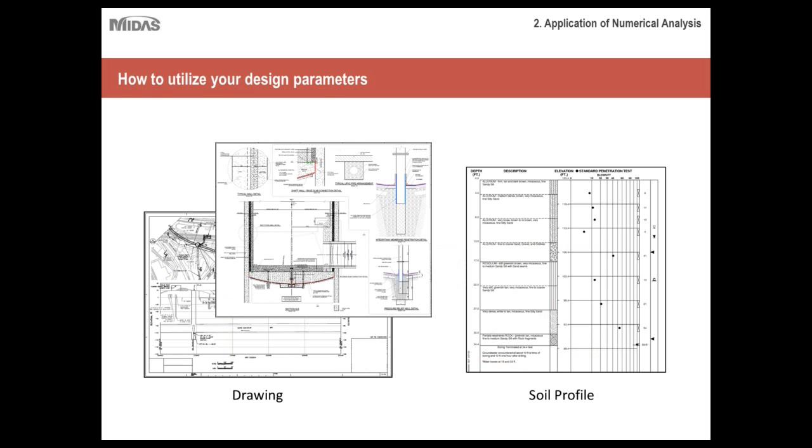Okay, so how to utilize your design parameters. These are things that we need before we create our numerical model. First and foremost, we need our drawing. Obviously, these are typically done in AutoCAD, and you just need to make sure what sort of drawings or project geometry you need to take into account for your project.